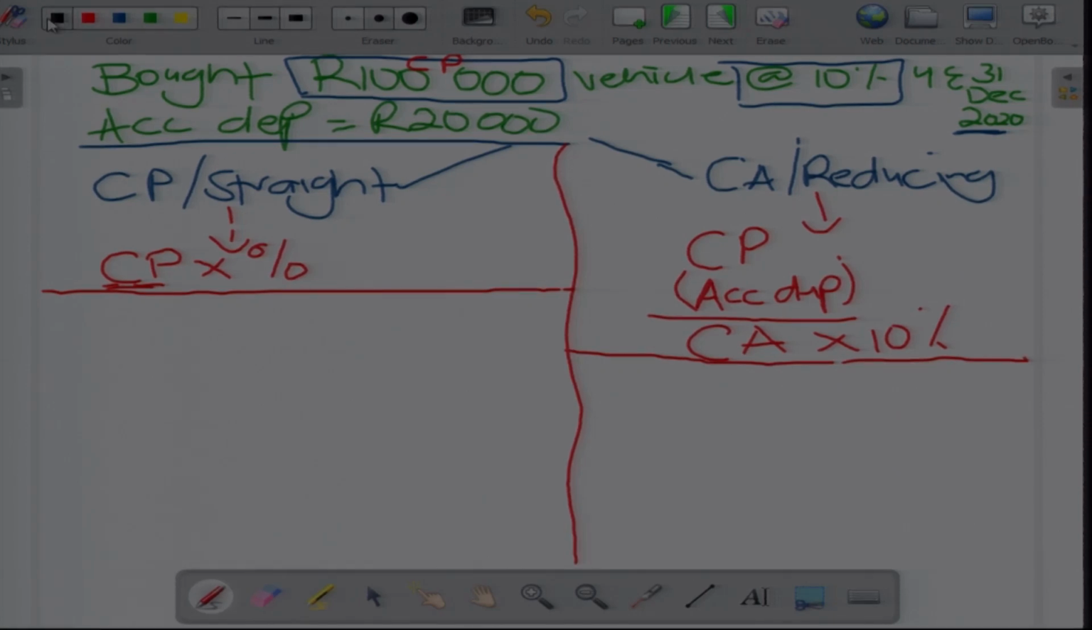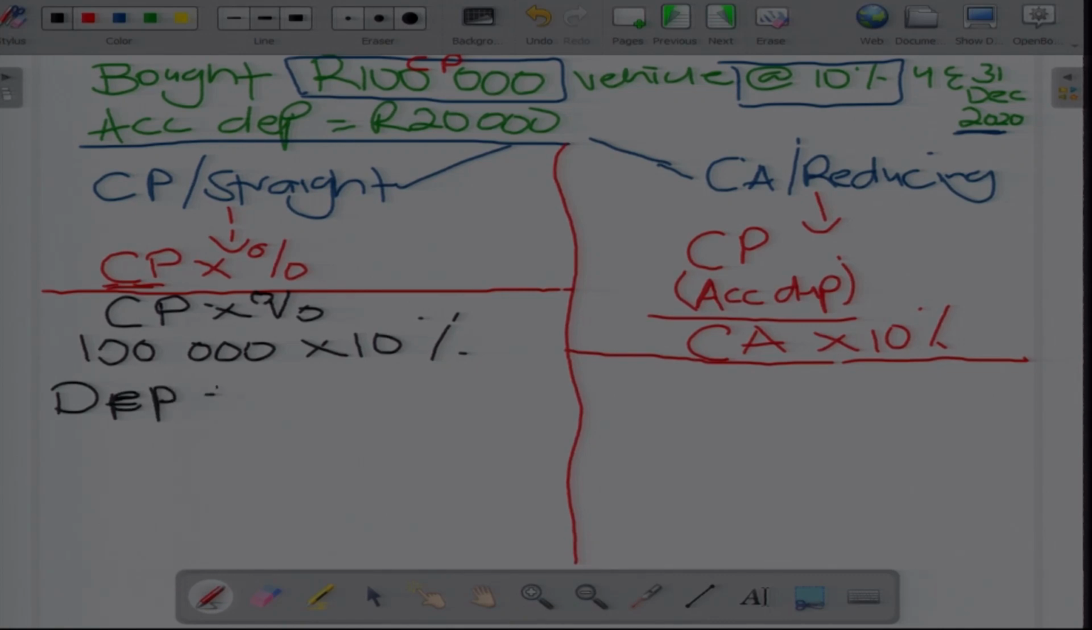Okay. So, how do we calculate depreciation? Using the straight line, we say cost price times the percentage. So, we're going to say cost price multiply by the percentage. What's our cost price? 100,000 multiply by 10%. So, our depreciation will equal to 10,000. The next year, you do exactly the same calculation.